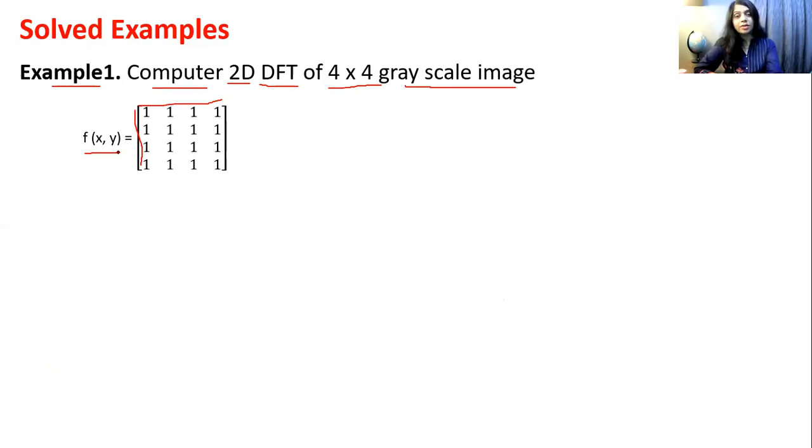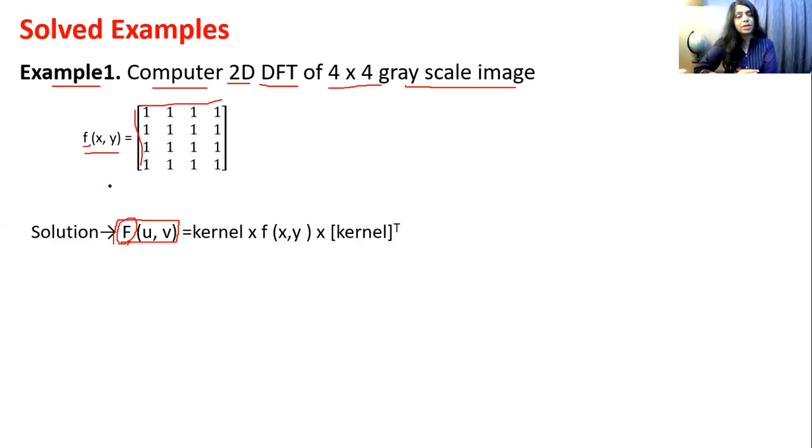How to calculate the two-dimensional discrete Fourier transform of this image? I will give you the solution directly, no derivation; I explain that in a particular video. So here it is a very simple formula: F of u comma v is the Fourier transform of this image. It is always represented by capital F and the image is represented by small f.